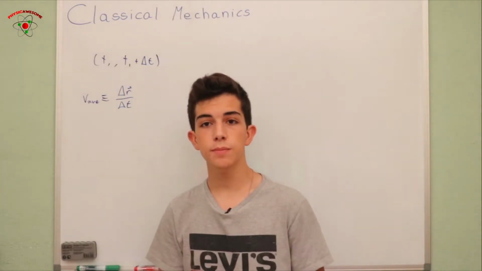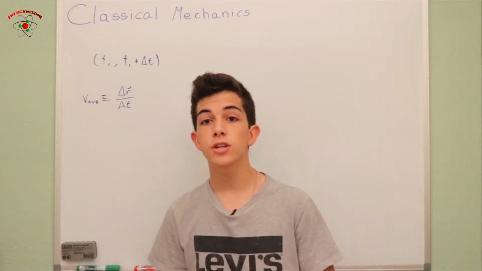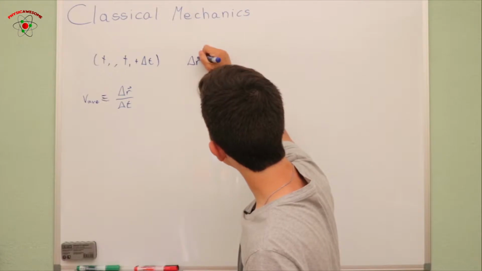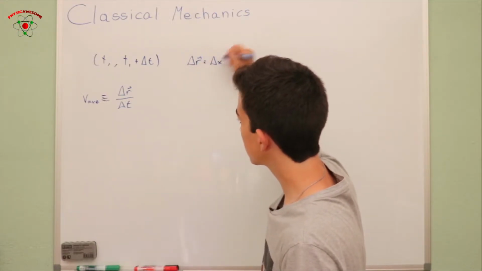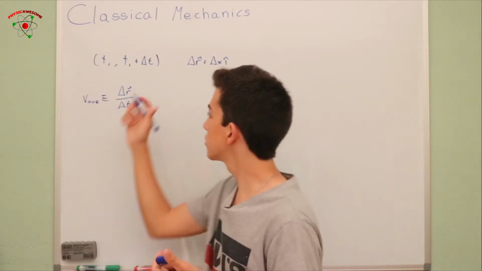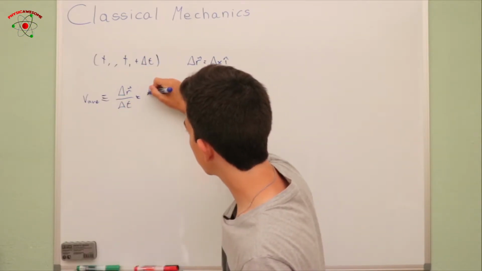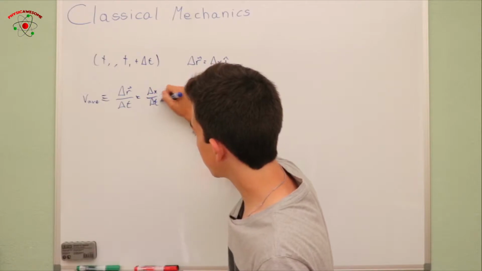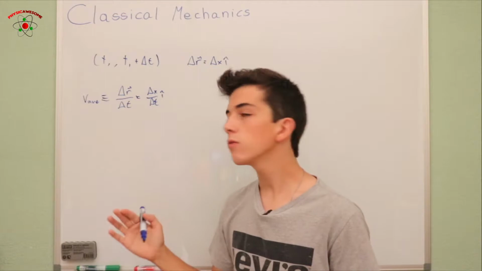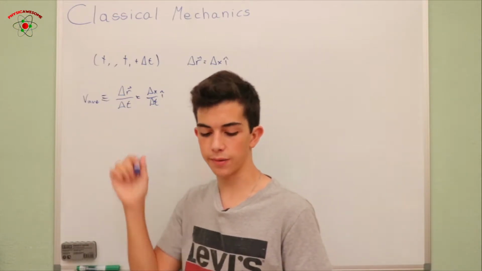To keep things simple, we're going to do the derivation in only one dimension, and therefore we're going to take delta r to be the change in position in the x direction, in the i direction. So this would be equal to delta x over delta t, in the i direction. Let's examine what this means geometrically.